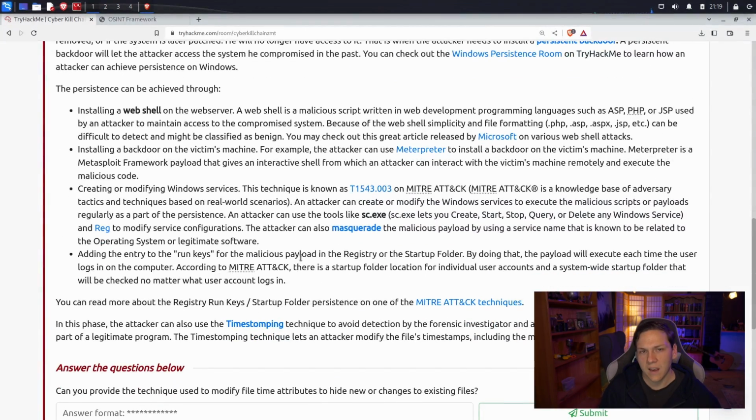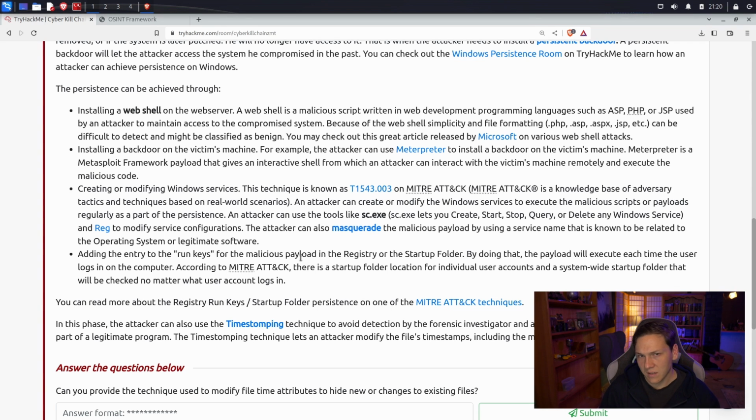Persistence can be achieved through installing a web shell on the server. A web shell is a malicious script written in a web development programming language such as ASP, PHP, or JSP, used by an attacker to maintain access to the compromised system. Because of the web shell's simplicity and file formatting, it can be difficult to detect and might be classified as benign. You may check out this great article released by Microsoft on various web shell attacks.